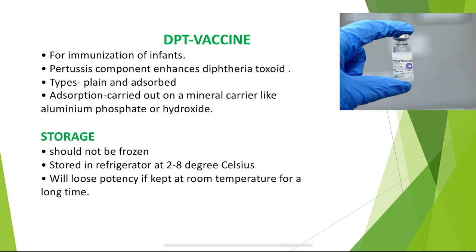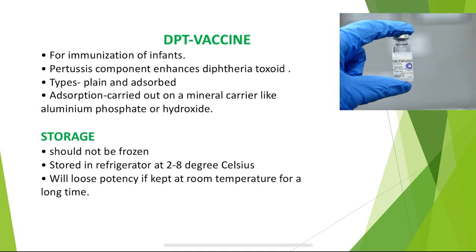What is the use of this aluminium phosphate or hydroxide? Why are we doing this adsorption? Because this adsorption will increase the immunological effectiveness of the vaccine. Since the effectiveness of the vaccine is increased, we prefer to adsorb this vaccine on a mineral carrier like aluminium phosphate or hydroxide. Moving further to the storage of the DPT vaccines, it should not be frozen. It should be stored in the refrigerator at a range of 2 to 8 degrees Celsius.